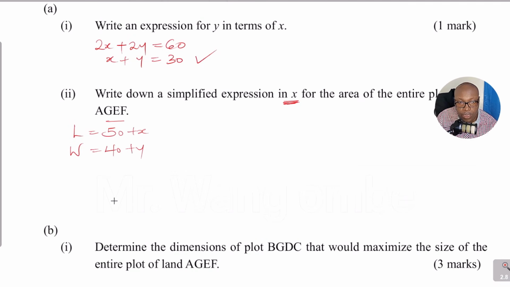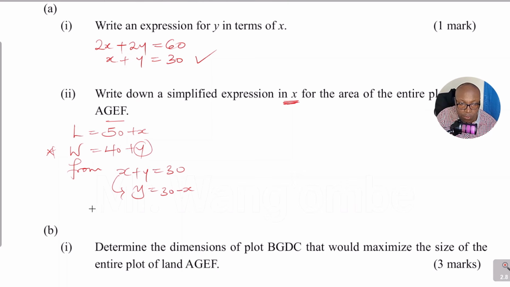40 plus y. Since we need the simplified expression for the area in x, we need to substitute for this y, and we are going to use the first equation. From the first equation that we got in the previous part, part 1 of the question, we got x plus y is equivalent to 30. So we can make y the subject. y from this will be given by 30 subtract x.